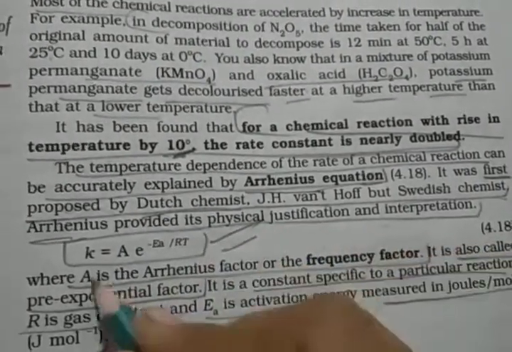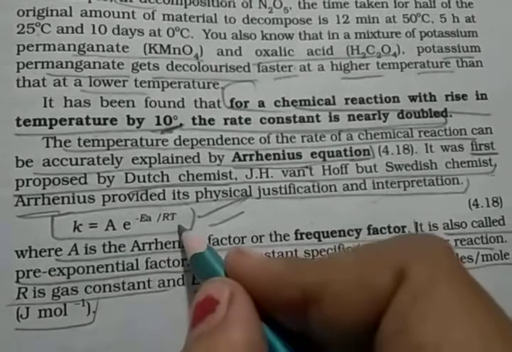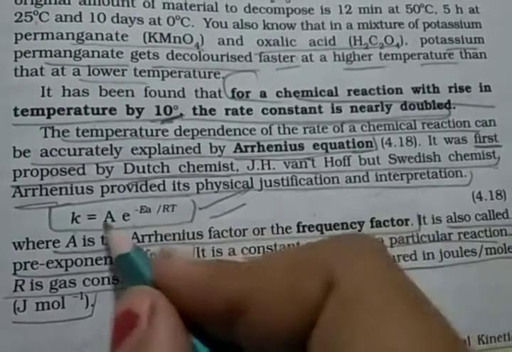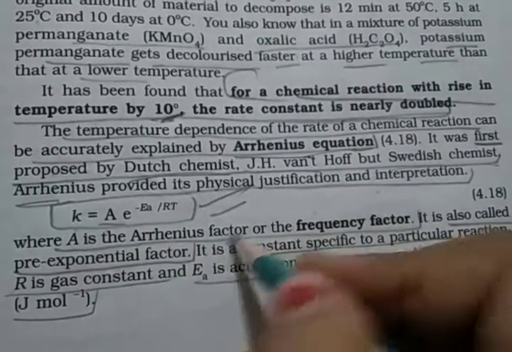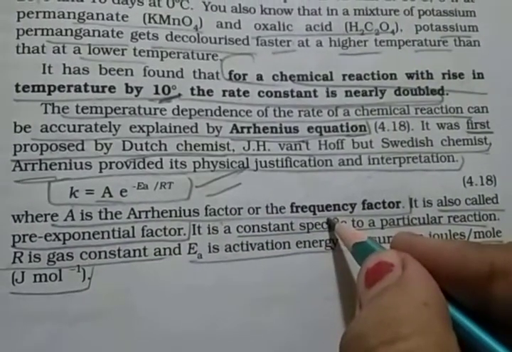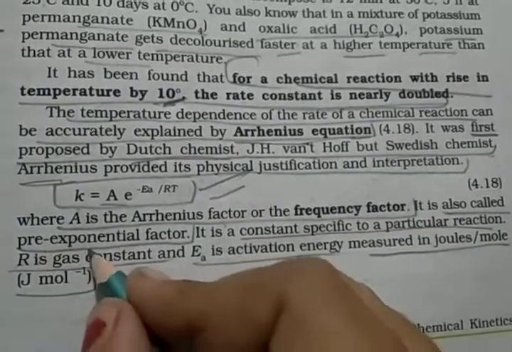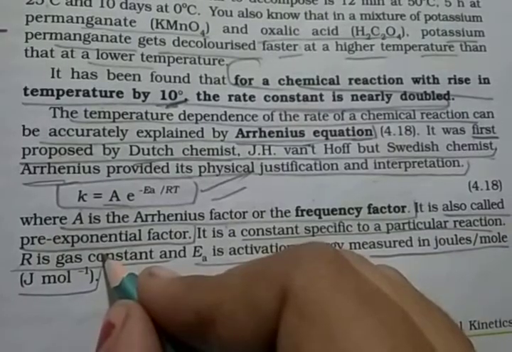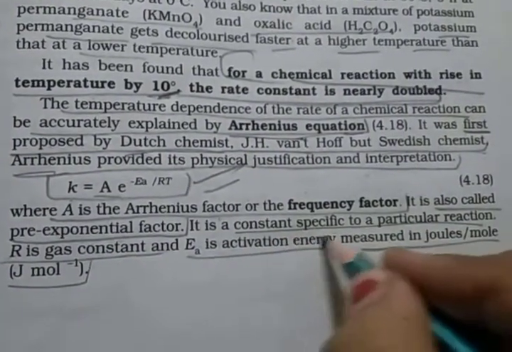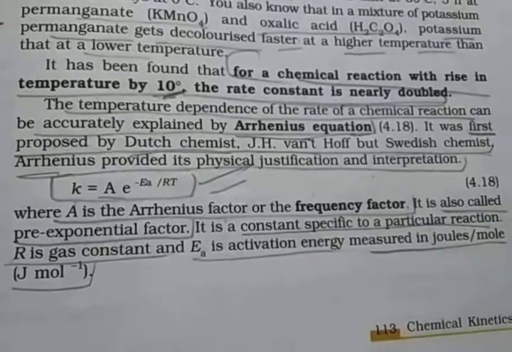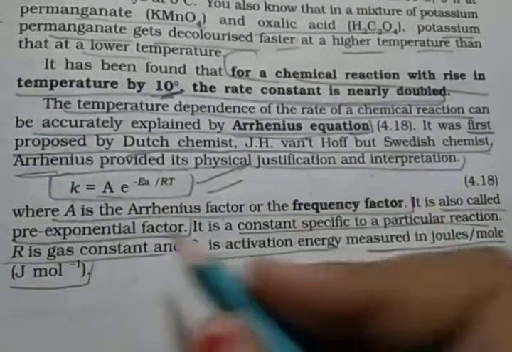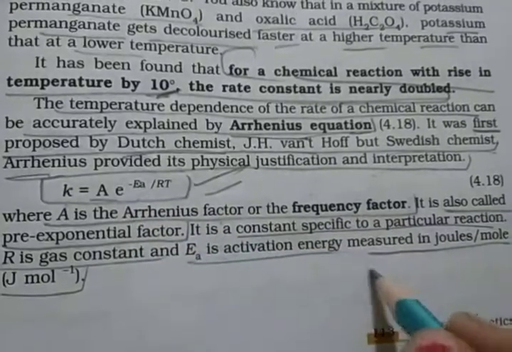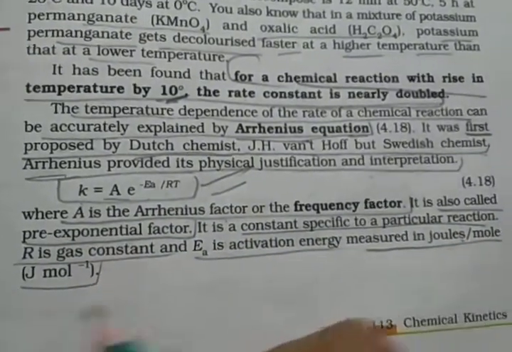Which equation? K is equal to A e to the power minus Ea upon RT. A is the Arrhenius factor. We also call it the frequency factor or pre-exponential factor, and it is a constant specific to a particular reaction. R is the gas constant, and Ea is the activation energy, measured in joules per mole.